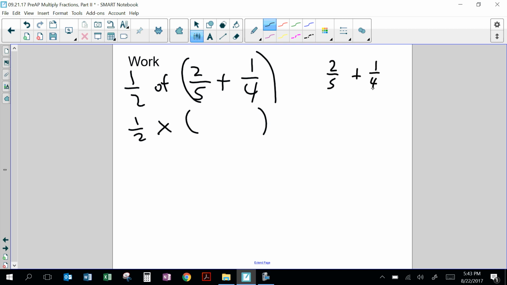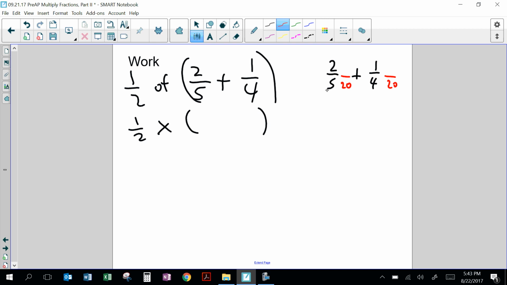plus 1/4. Do you know what 5 and 4 share with a common denominator? We just did several lessons on this. Look back on previous lessons if you forgot how to add and subtract fractions. So what do 5 and 4 share in common? They both share 20.